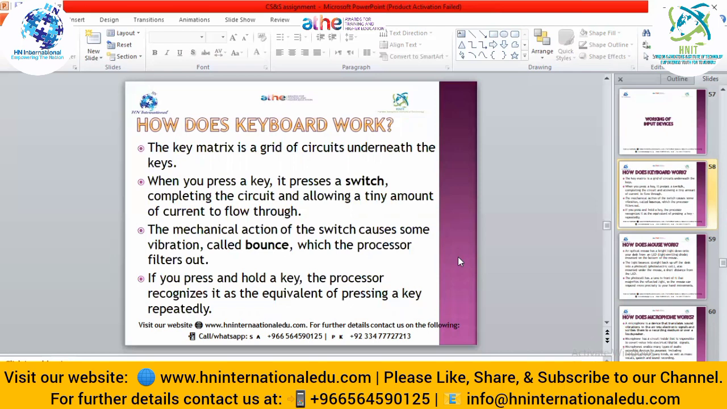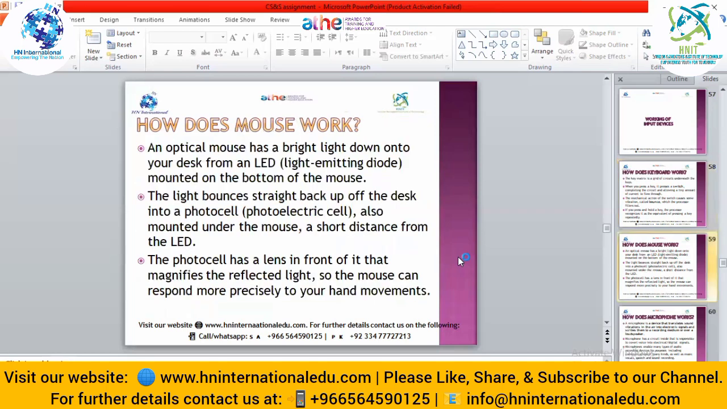That code will be converted into binary language, and then the processor filters out which key is pressed on the keyboard. If you press and hold a key, the processor recognizes it as the equivalent of pressing a key rapidly. So by judging the vibration, the processor can judge which key is pressed on the keyboard.